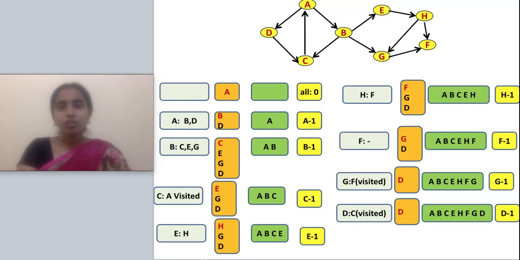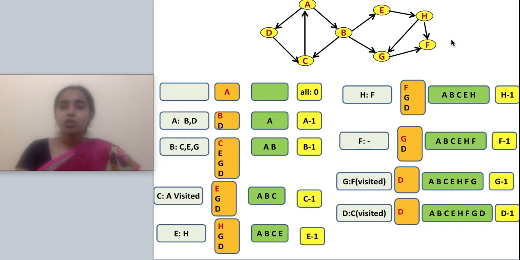In this lecture series, we are going to see one more example for depth first search, DFS. So in DFS we will be using a stack. Let us start. This is the example graph, for which I am going to perform depth first search.